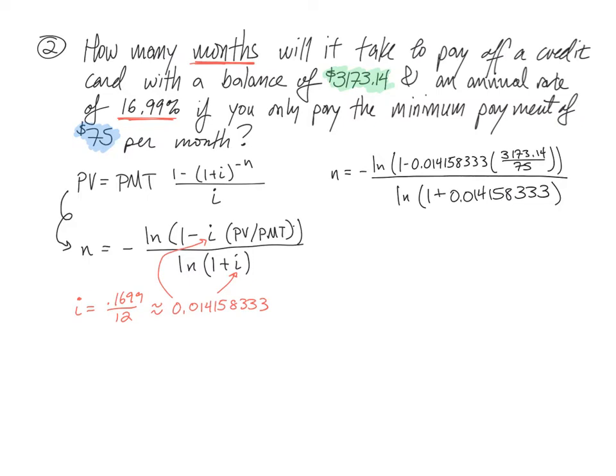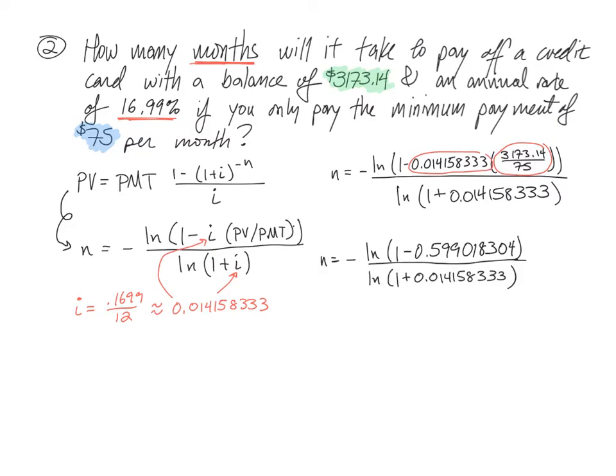And I think what I'm going to do first is simplify this fraction, and then multiply it by this decimal, which gives me this decimal here. And from here, I can just say natural log of 1 minus this, divided by natural log of 1 plus this, and just make sure I negate the answer to get a final answer of 65.00013 months, aka payments.